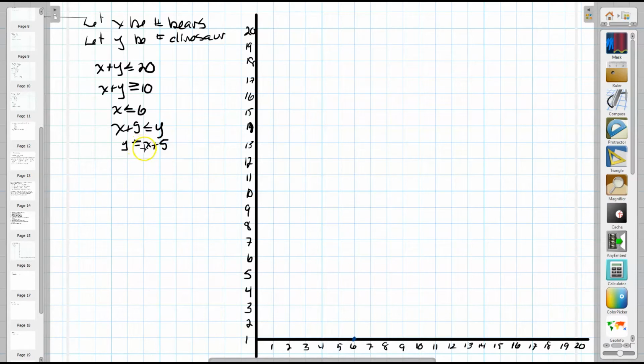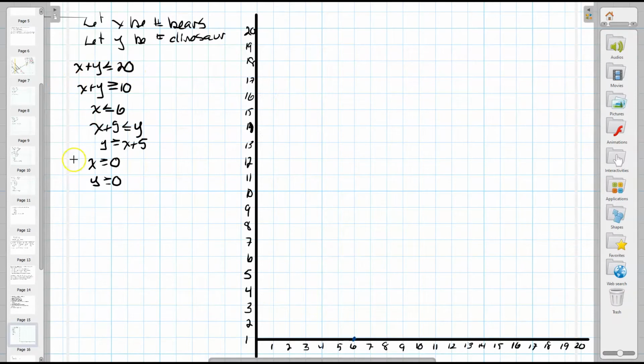Now, we always have to keep in mind that in this case we can't have negative values. So x can't be less than 0 and y can't be less than 0. So we always have to have our 2 additional qualifiers, x greater than 0 and y greater than 0.